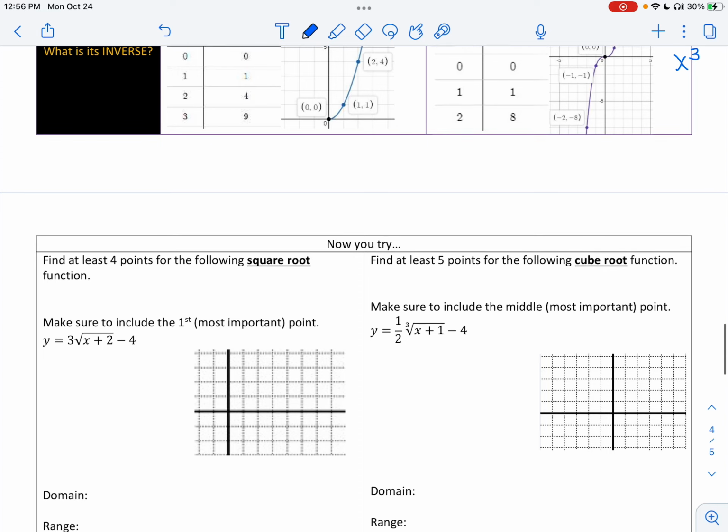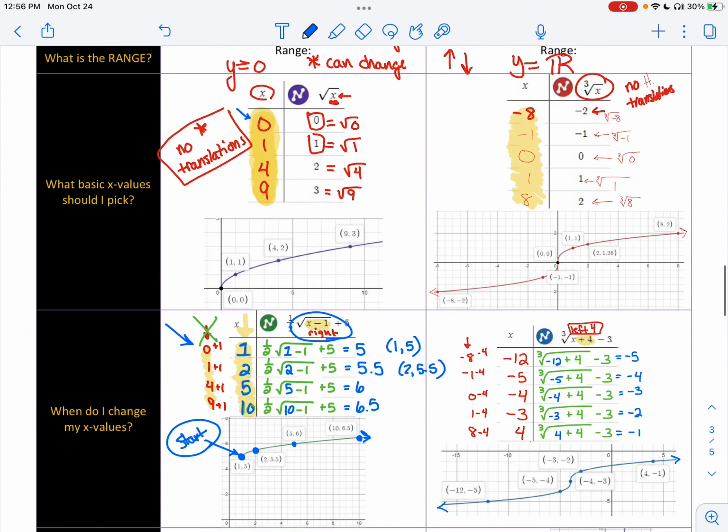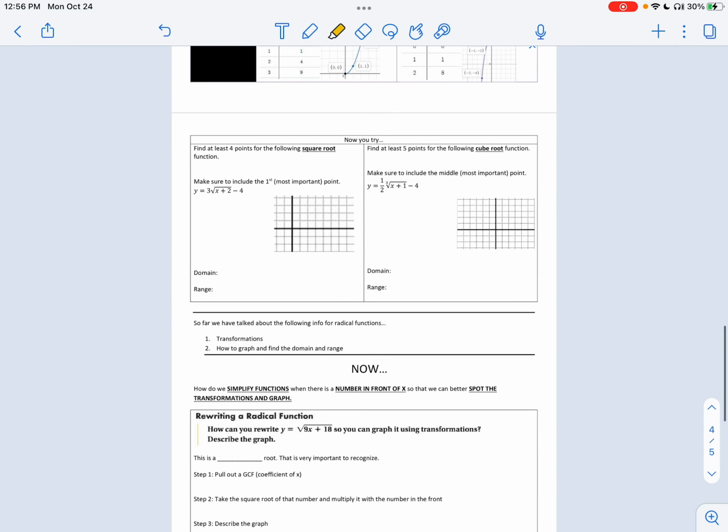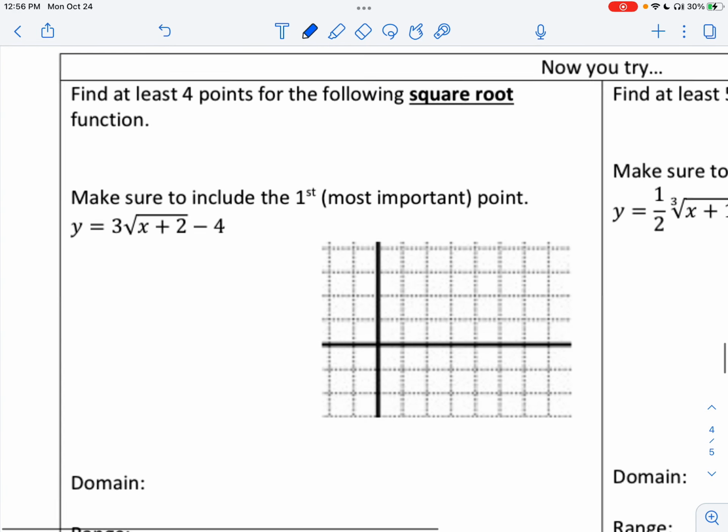So just a side note, just remember that if you have a domain and range, in the inverse, the range becomes the domain and the domain becomes the range. All right, that was review from last section. Whew, that was like the quick version. Now let's try it yourself.